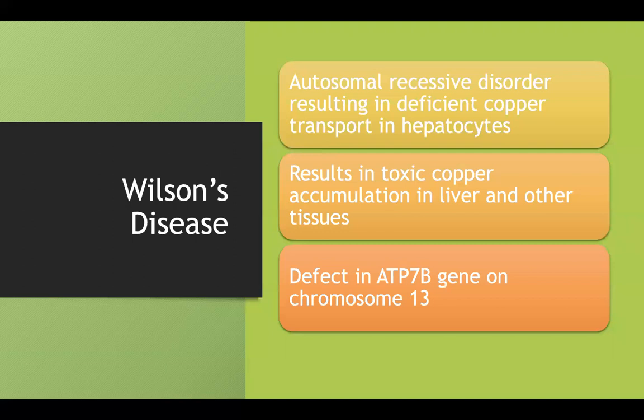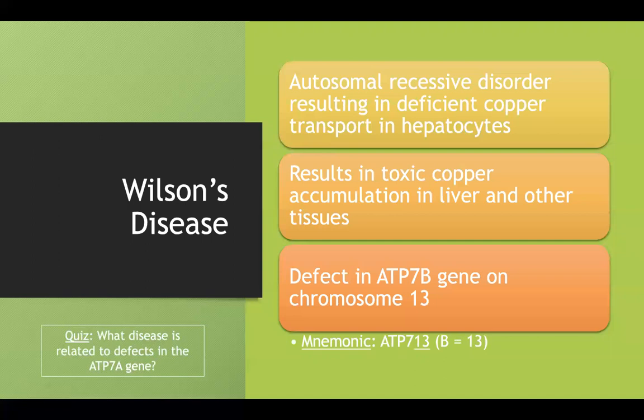This is caused by a defect in the ATP7B gene on chromosome 13. And I remember that this ATP7B gene is on chromosome 13, because if you look at my mnemonic here, you can see that it looks like ATP7B, but it's actually 13. So if you combine the 1 and the 3 like I did here, it can show you your ATP7B gene.